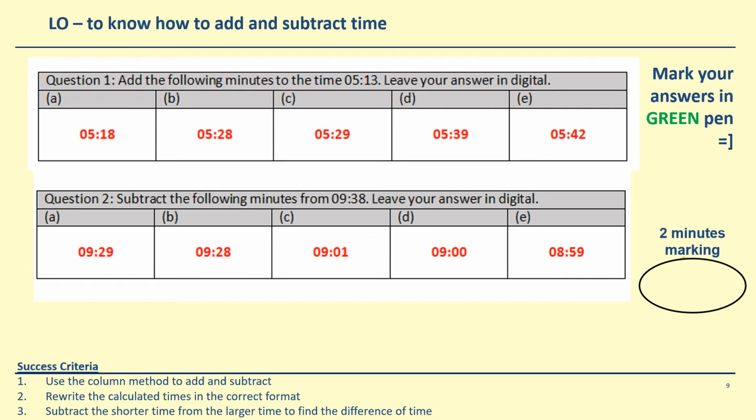Okay, so grab your green pen, please. Make all the corrections very visible so we can see them when you send your work through. Make sure we're doing 2 minutes of marking, nice and swift. And we want to practice this because this is how we'll be doing it in the classroom.